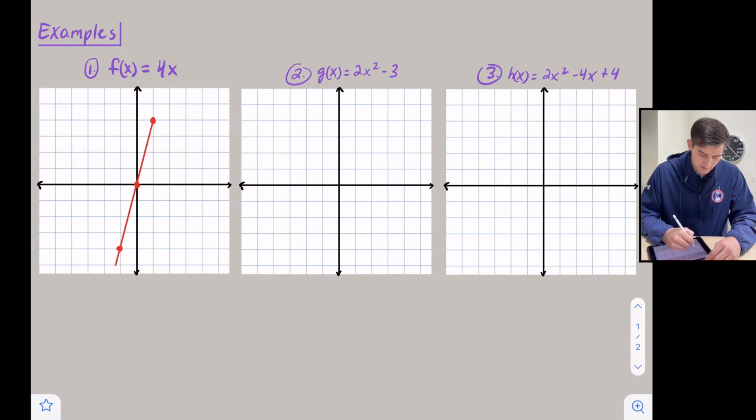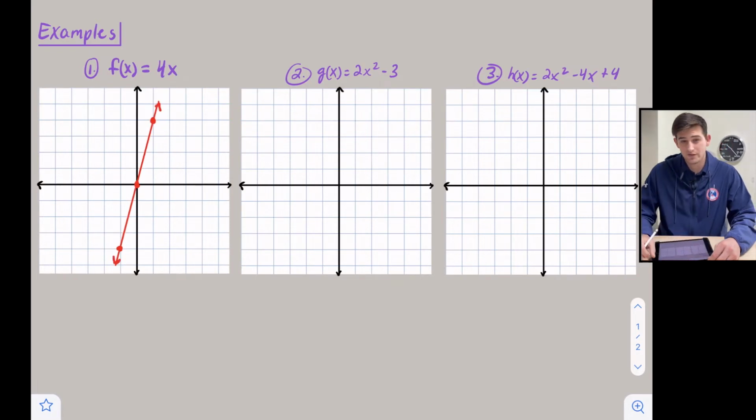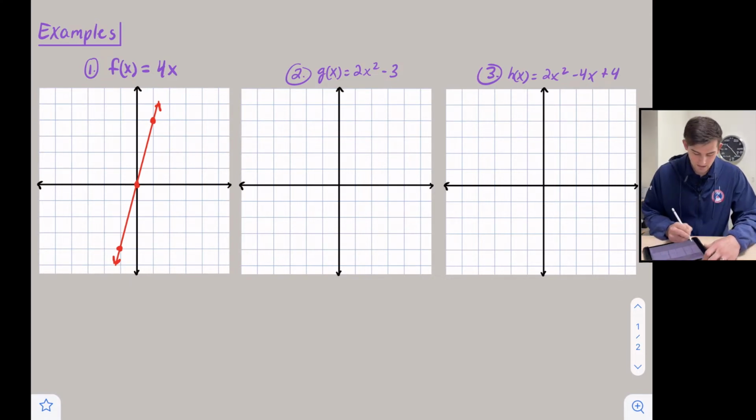Once we graph these, we might already be able to see which part of the graph they're symmetric about, either the origin or the y-axis. But let's make x opposite and see what we're talking about. We're going to say f of the opposite of x, and instead of 4x, we're going to say 4 times negative x. Once we simplify this, it just equals negative 4x.